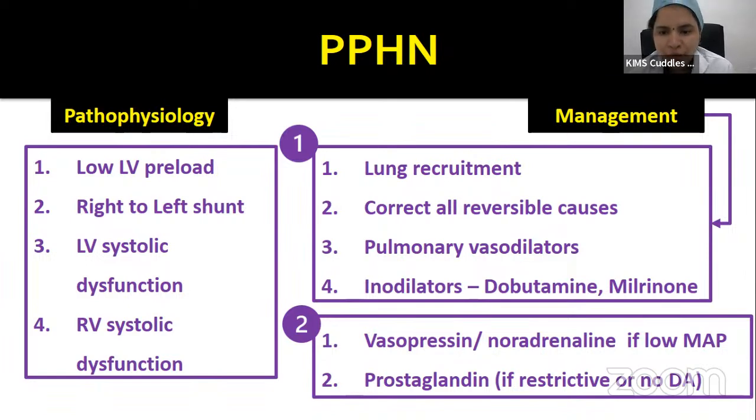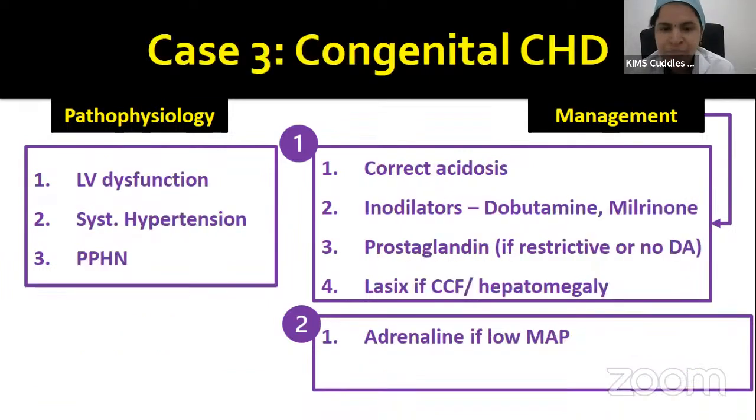Judicious use of pulmonary vasodilators, nitric oxide with sildenafil, with careful monitoring of the blood pressures, inodilators to improve the myocardial performance, titrated with vasopressors to maintain the blood pressure, vasopressin or norepinephrine. When in combination with milrinone, they work very well in PPHN.